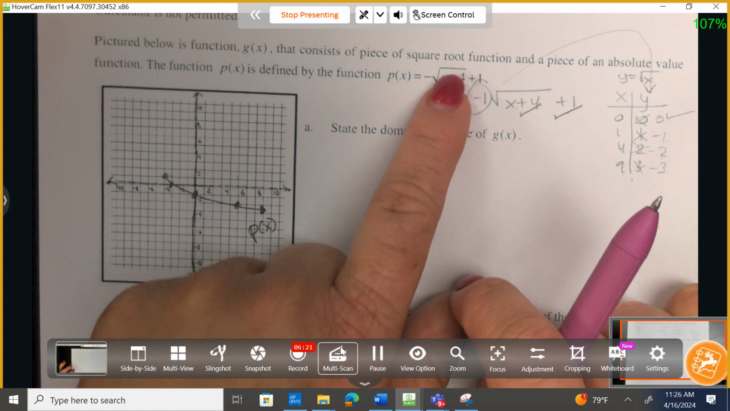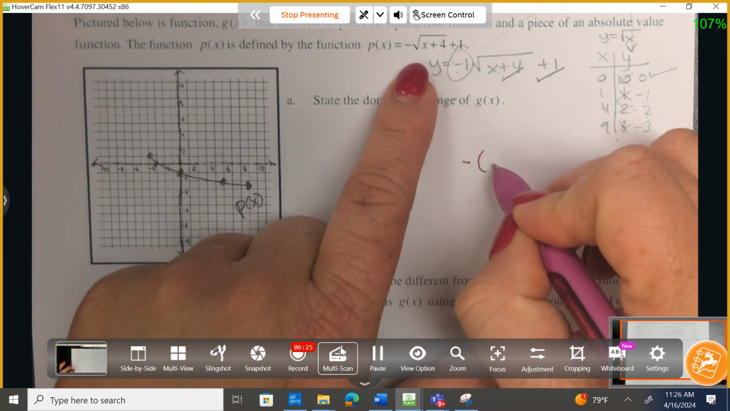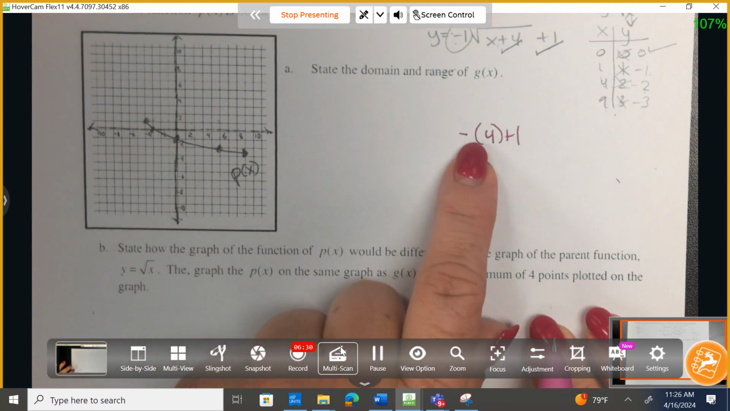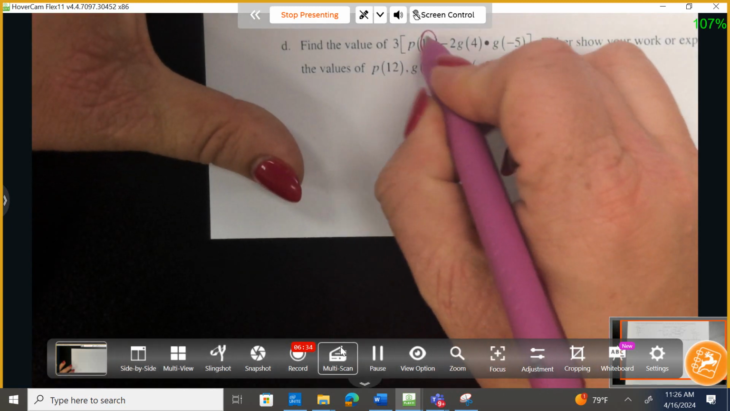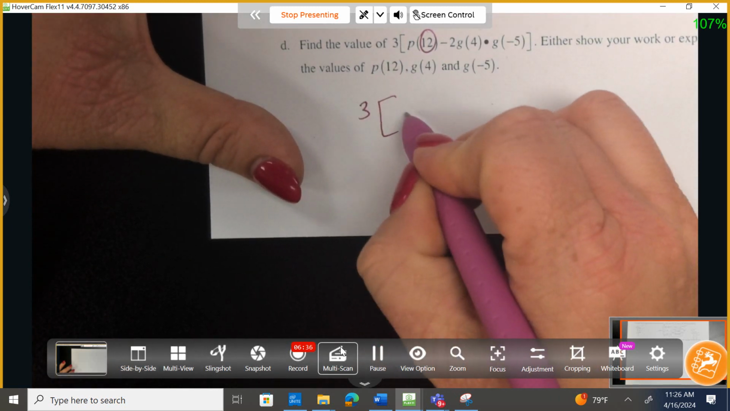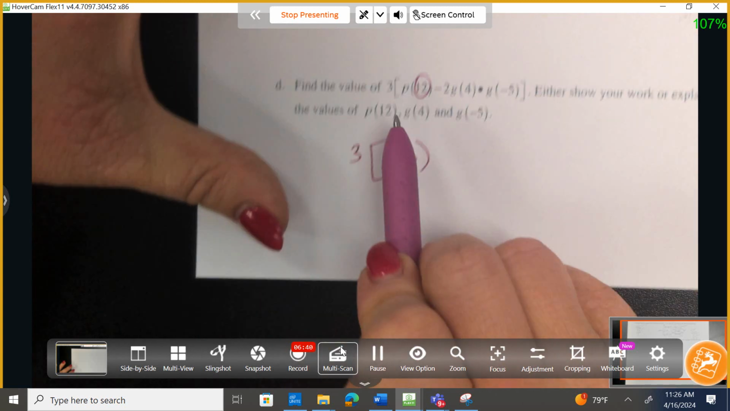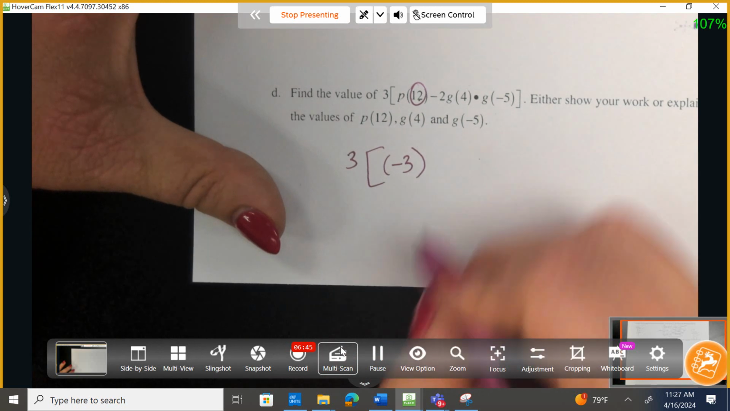What is the square root of 16? I got to write that down. But there's a negative sign in front, so it becomes negative 4 plus 1. What is negative 4 plus 1? Okay, so this portion right here is negative 3. So on your paper right now, you have this part down. I brought down the 3 out front. I inputted 12 to function P. My output was negative 3.